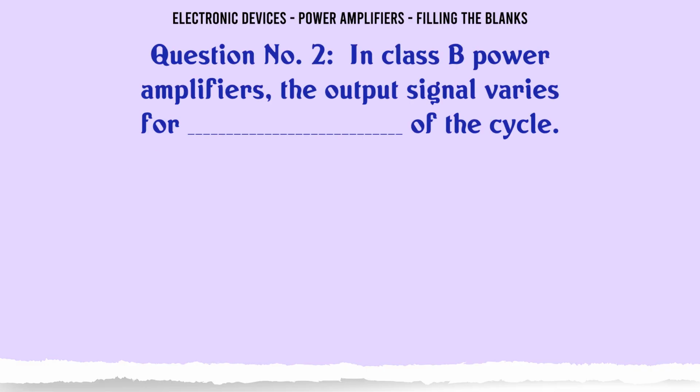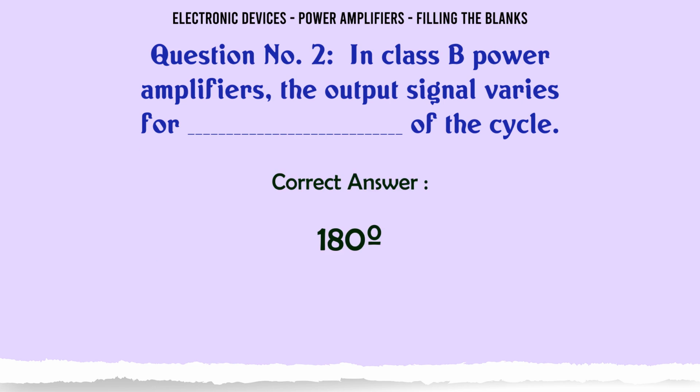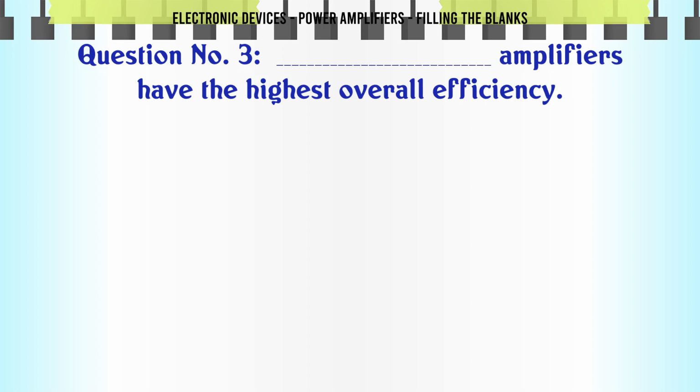In Class B power amplifiers, the output signal varies for what part of the cycle? A: 360, B: 180, C: between 180 and 360, D: less than 180. The correct answer is 180.